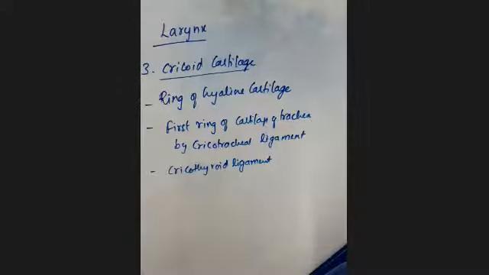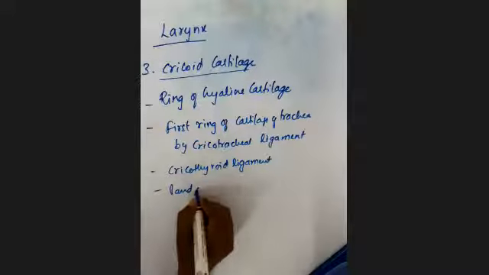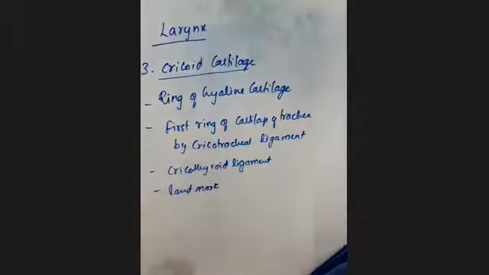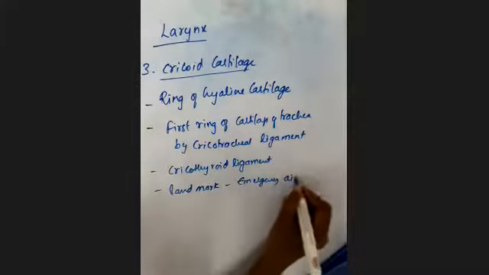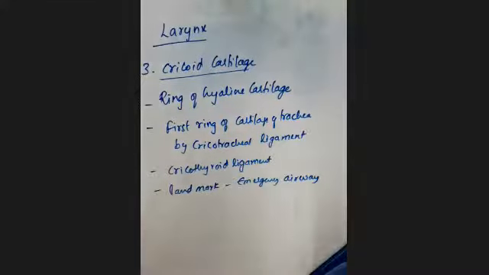And it is a landmark for making an emergency airway. If anybody wants an airway in an emergency, they will use this cricoid cartilage as a landmark. That procedure you will call a tracheotomy.